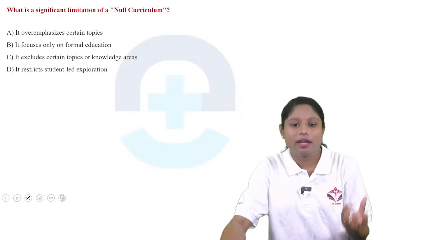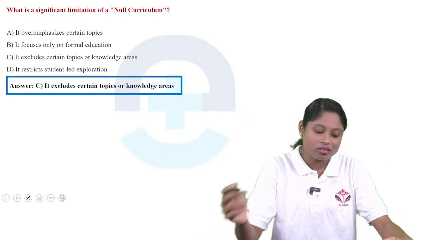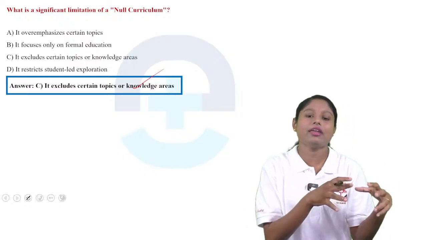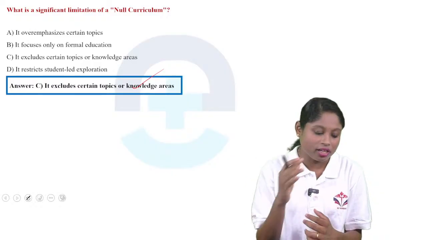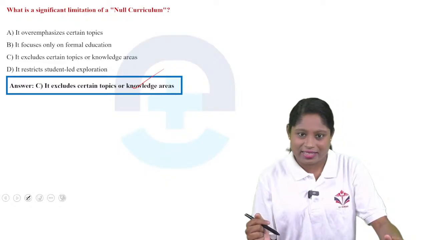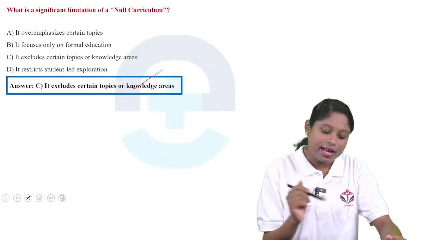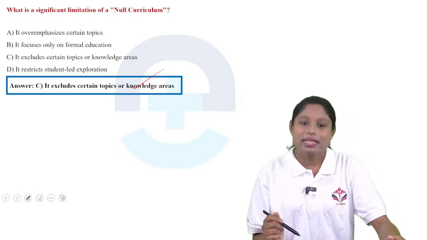So what is the explanation here? The answer is, it excludes certain topics or knowledge areas. In null curriculum, there are some topics or knowledge areas that are excluded. So this is the first question we discussed. The significant limitation of null curriculum is that it excludes certain topics or knowledge. Let's move on to the second question.